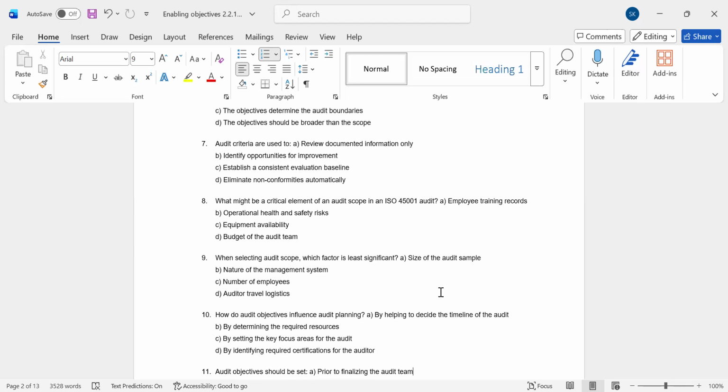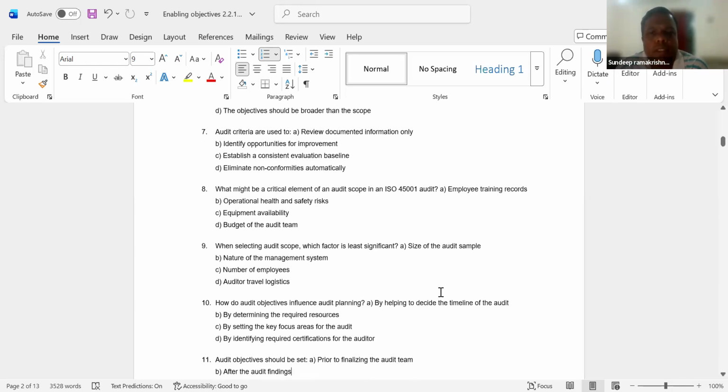I think it's B, operational health and safety risk. Very good. Right answer. Identifying hazards and eliminating health and safety risks is a critical element of the 45001 audit scope. Yes, definitely that is right. Anybody else? Any other answer?